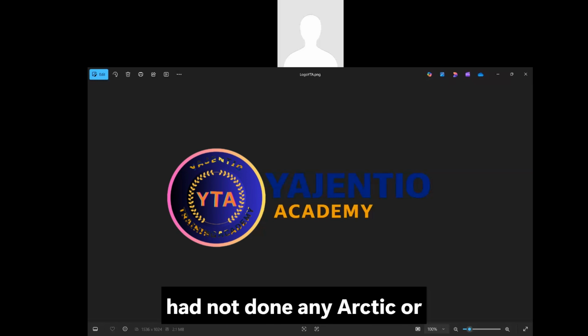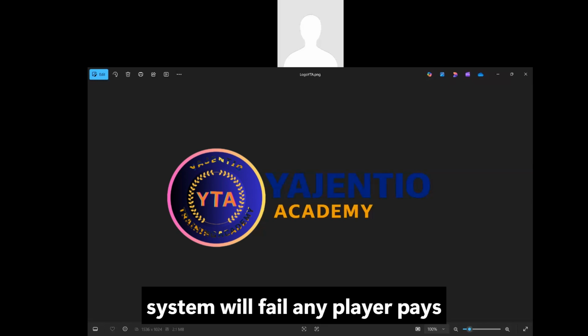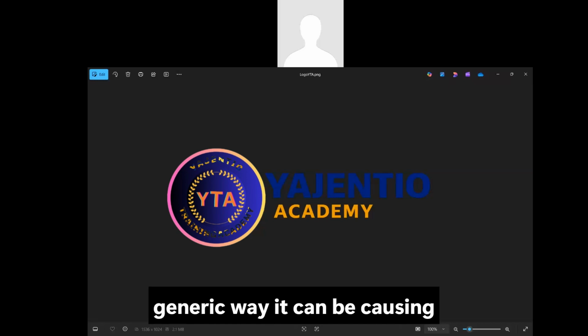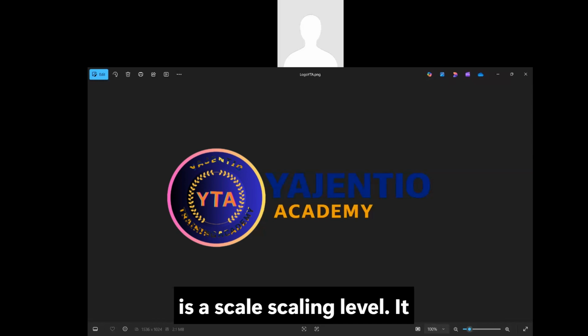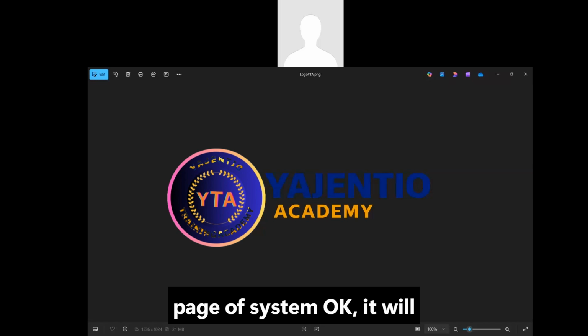If we do not have an architect, if we do not design the system with proper architect-level review and proper design, the system will fail in any phase of the application. It can cause problems at the generic level, at the scaling level, at the data consistency level. It can fail in any phase of the system.